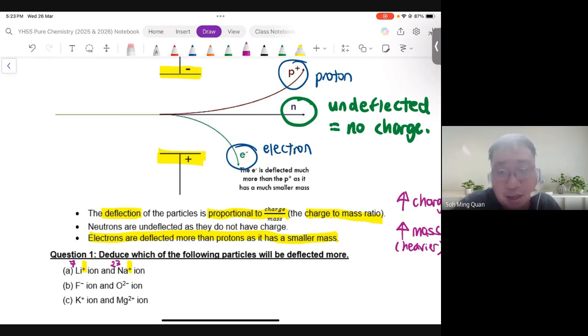Now you think back towards deflection. Deflection is proportional to charge over mass. Lithium, having a smaller mass, should be deflected more. So that's 1A. Now we move to 1B.